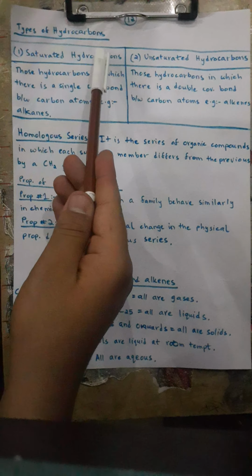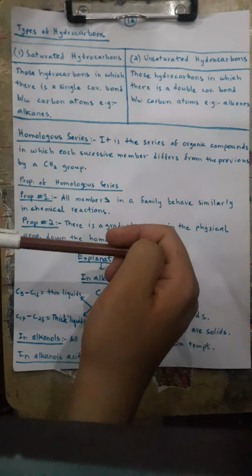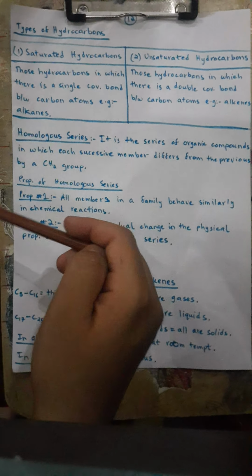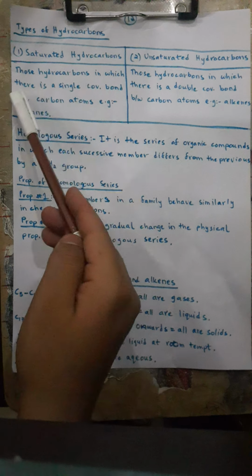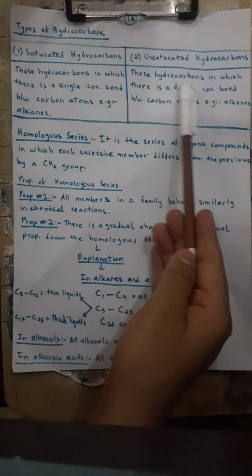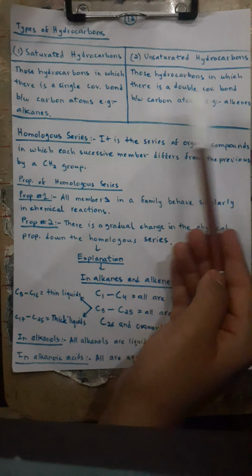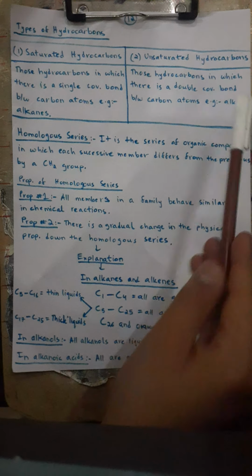Now there are actually two types of hydrocarbons: one saturated hydrocarbons, the other unsaturated hydrocarbons. Number 1, saturated hydrocarbons are those hydrocarbons in which there is a single covalent bond between carbon atoms, and that is in alkanes, whereas unsaturated hydrocarbons are those hydrocarbons in which there is a double covalent bond between carbon atoms, and that we know is alkenes.